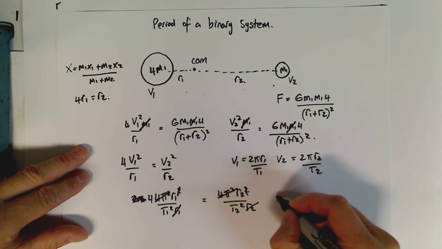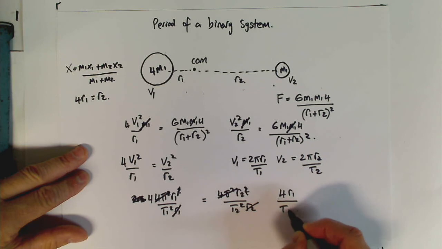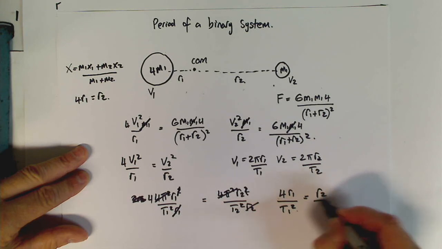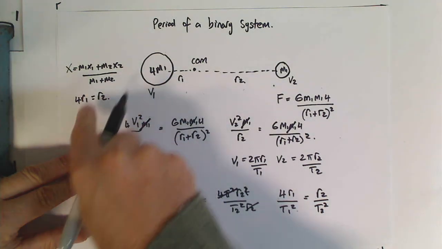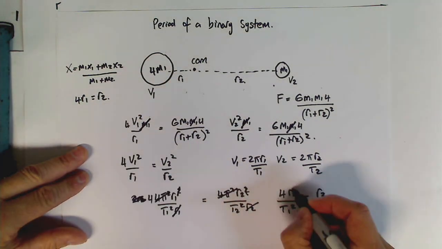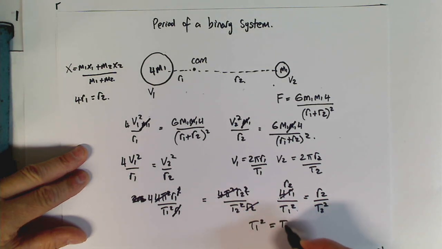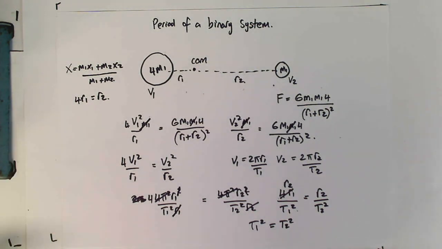So what are we left with? We're left with 4 r1 all over t1 squared is equal to r2 over t2 squared. But we've said that 4r1 equals r2, so we can make that an r2. Now we've said r2 over t1 squared equals r2 over t2 squared. So what we've basically said is that t1 squared must equal t2 squared. So we've proved that the period for those bodies to rotate about each other is the same. And we're done.